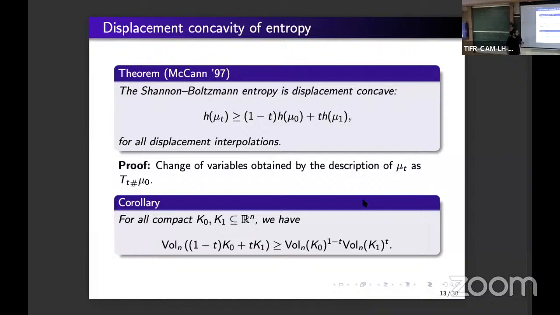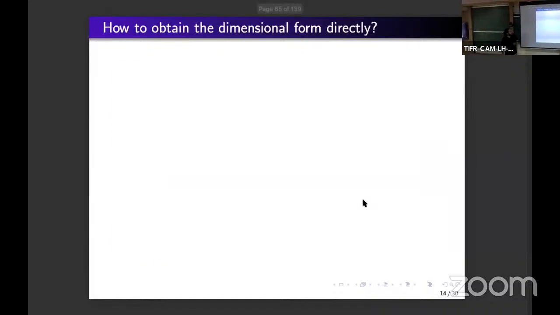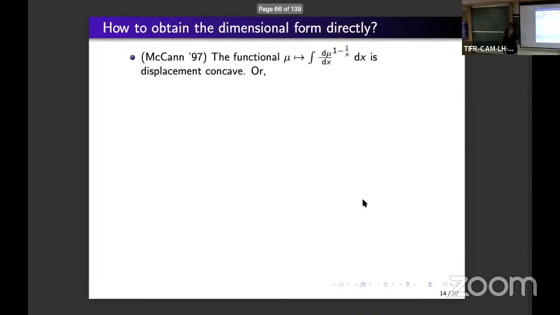So now, how can we get the dimensional form directly? This is a question, without doing the scaling properties of volume and so on. How can we do it using optimal transport? McCann did this using Renyi entropy, some kind of Renyi entropy, which I don't have to define. He showed that this is displacement concave, and if you write this out, you will get the dimensional form. But more important for us is this.